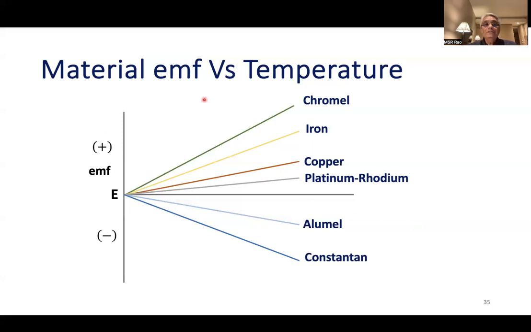So if you look at material EMFs versus temperature, what you see on the y-axis is the positive and negative scales also. Positive EMF and negative EMF can be generated. Chromel, iron, copper, platinum, rhodium is an alloy. All these generate positive EMF, so many microvolts typically. And alumel and constantan, they produce negative EMF.